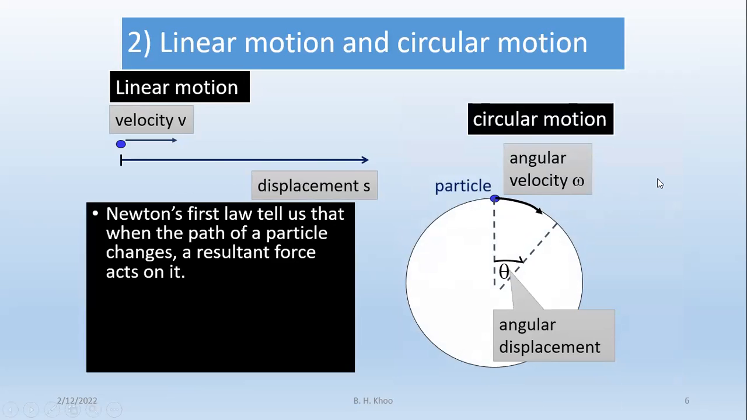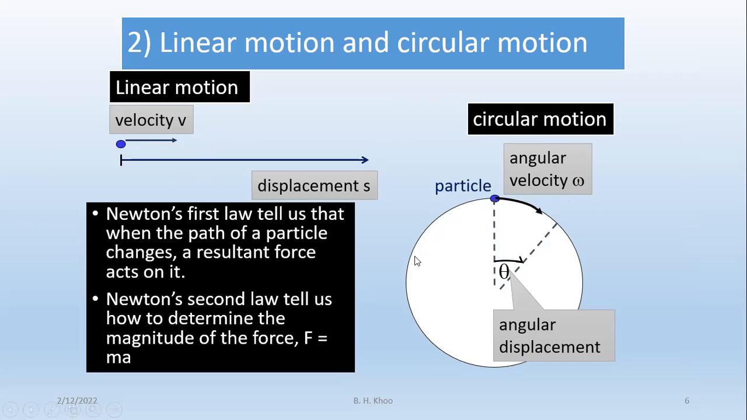Newton's law tells us that when the path of a particle changes, a resultant force acts on it. From Newton's law, it's supposed to go in a straight line, but instead it moves in a circular path. So there must be a force pulling it towards the center, a resultant force. Then Newton's second law, F equals ma, helps us to find the centripetal force. If it has acceleration, it must have a resultant force called the centripetal force. That's the direction of the acceleration and the direction of the force.